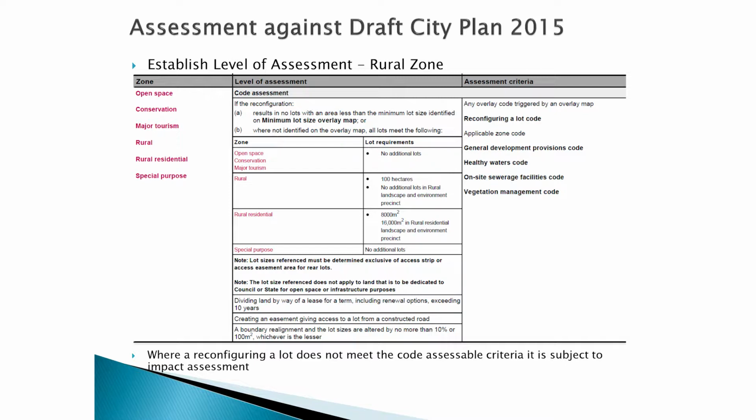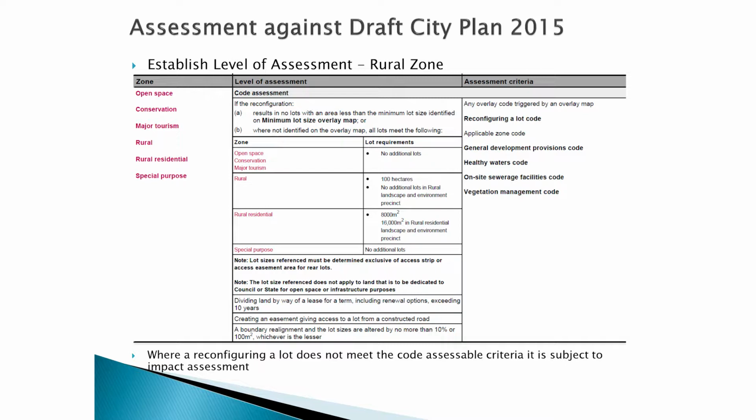So we've got an extreme conflict with the draft city plan here. And I think it's just important to add as well that you've got that rural landscape and environment precinct triggered on the site as well. It also does say there are no additional lots, and it's quite clear. And you see that later on in the codes as well, in the rural zone. Okay, thanks, Brock.